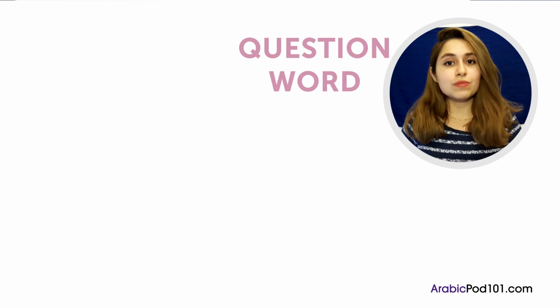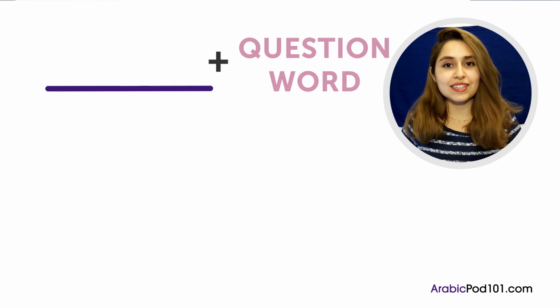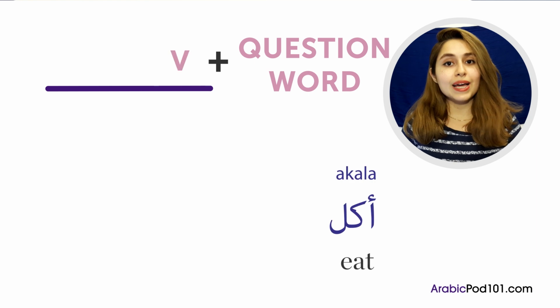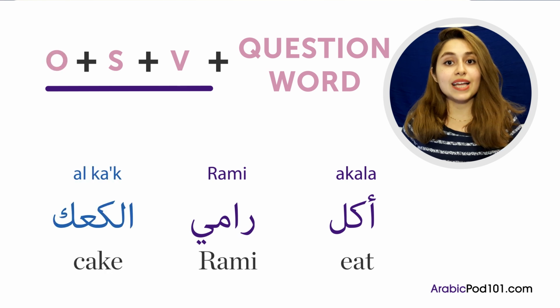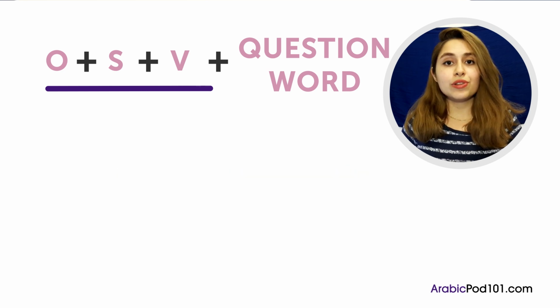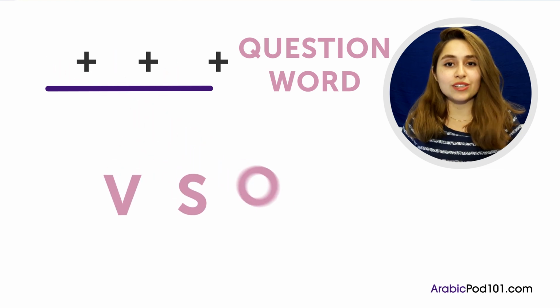As you can see in Modern Standard Arabic, question words must come at the beginning of a sentence. Then comes the verb أكل, then comes the subject Rami, unless that's the information in question, as in the question who ate the cake. Finally, we have the object al-ka'k, again, unless that's the information we're asking about, as in the question what did Rami eat? So the order is verb, subject, object.